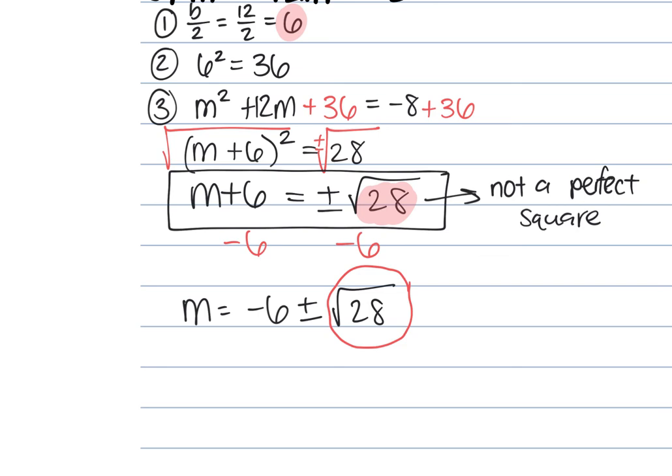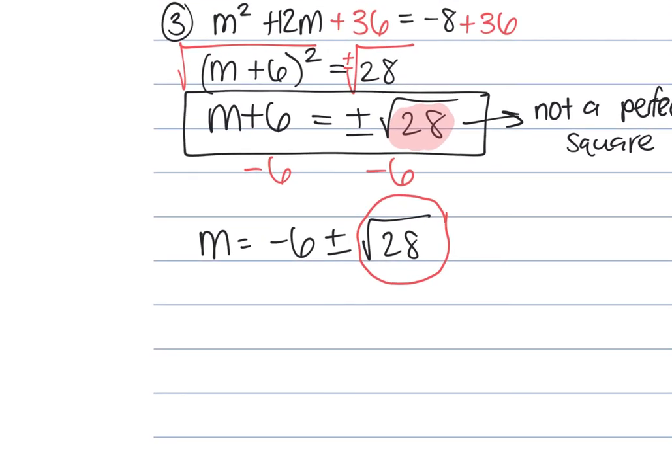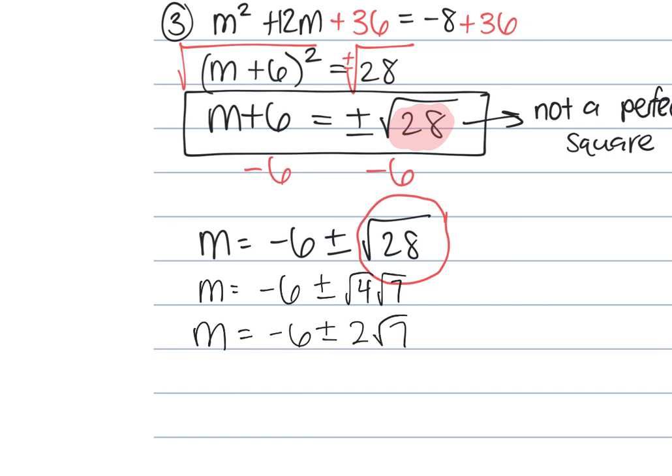Yeah. Diego? Negative 6 plus or minus 2 times the square root of 7. Bingo, bango, that's the right answer.